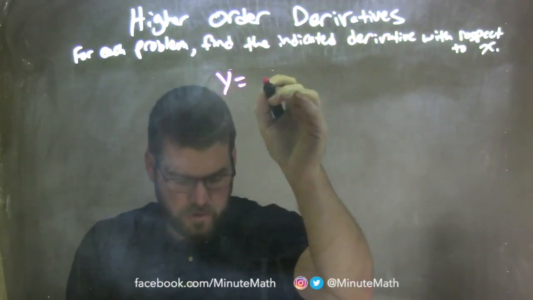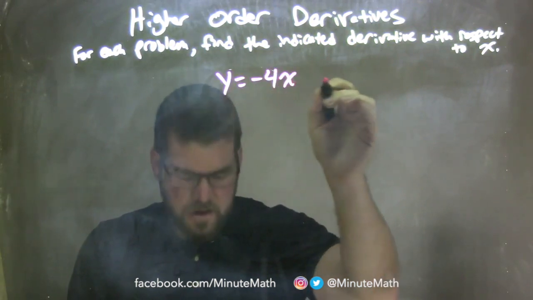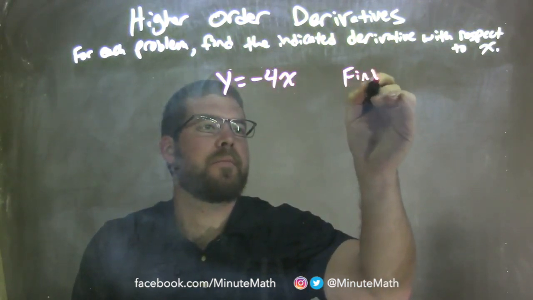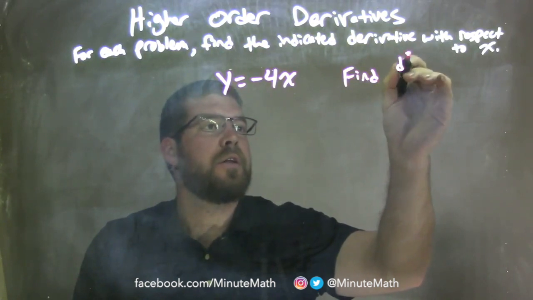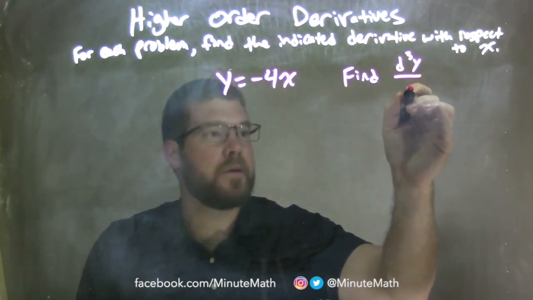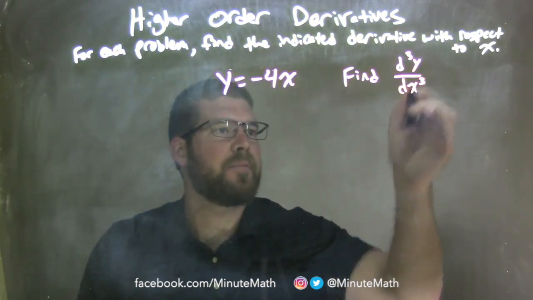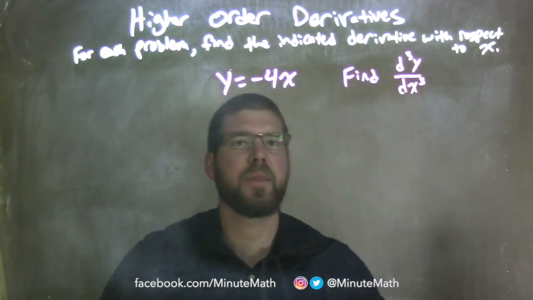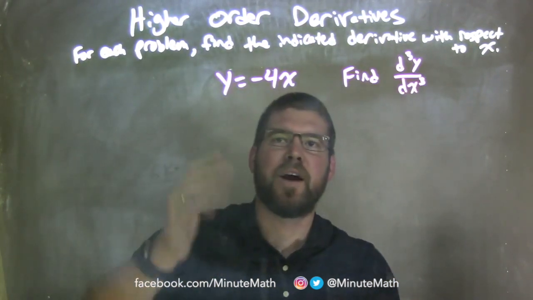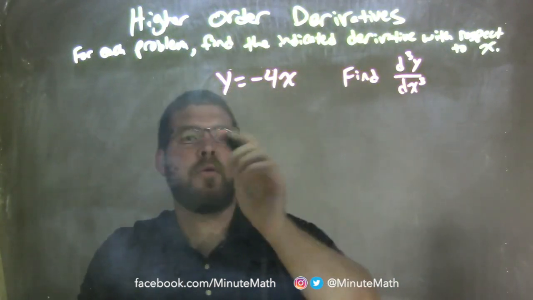y equals a negative 4x. And we wanted to find d to the third power y over dx to the third power. So the third derivative. Well, first thing I want to do is find my first derivative, for my given function.